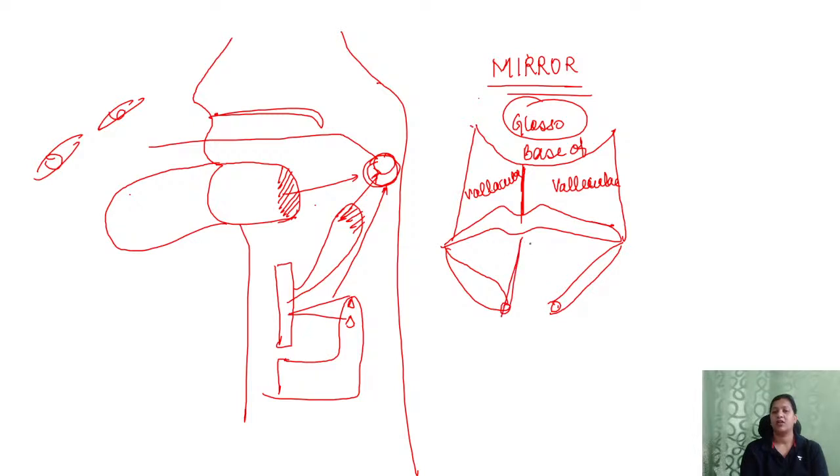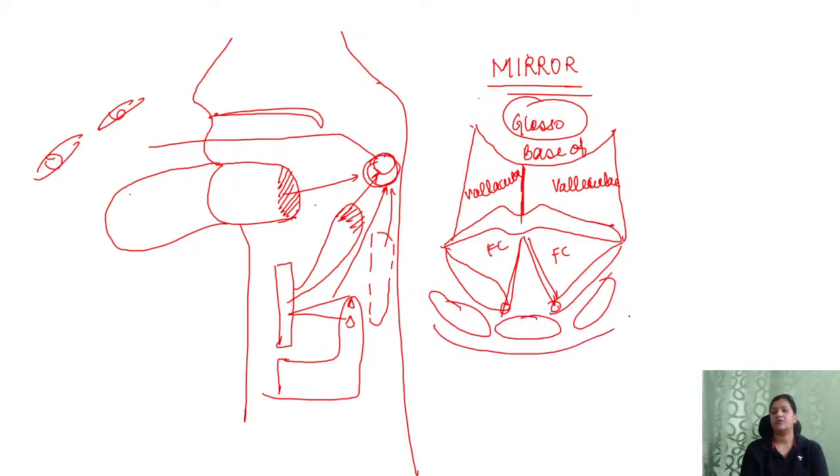Then you have the true vocal cords. Above that you have the false cords. You can also see the structures of the hypopharynx in the mirror. So you can see the pyriform fossa, post-cricoid region, and posterior pharyngeal wall. So these are your pyriform fossa. This is your post-cricoid region, and this is your posterior pharyngeal wall. So all these structures are seen in indirect laryngoscopy.